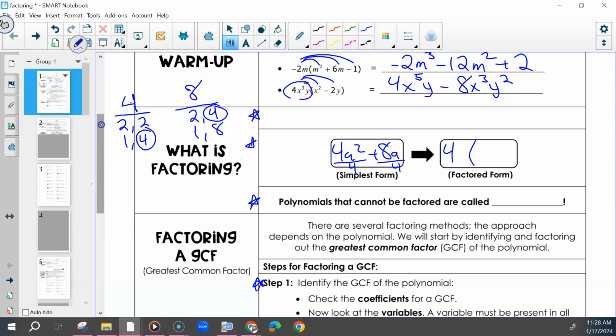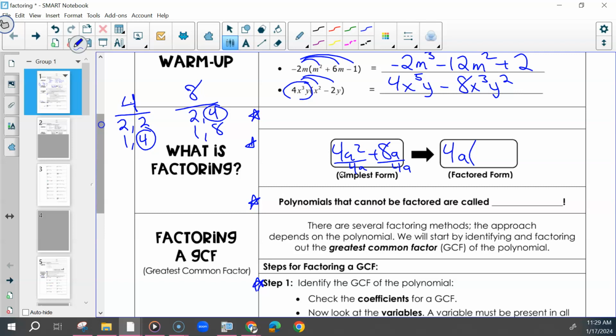So then you also look and see, do both of your terms have the same variable? In this case, yes. And what is the smallest amount that they both share? Do both of them have a squared? No. But both of them have at least 1. So the smallest amount of a's they both share is 1a. So I would be dividing both pieces by 4a. That's what's going to go on the outside. And then when I divide, whatever would be left is going to go on the inside.